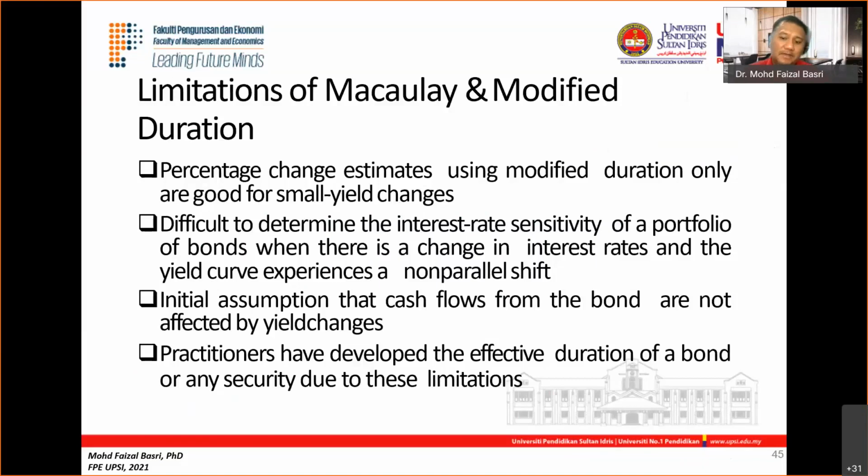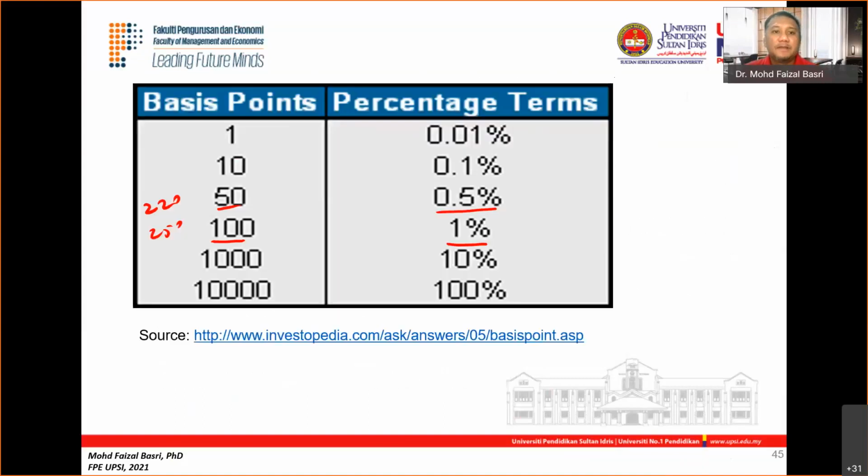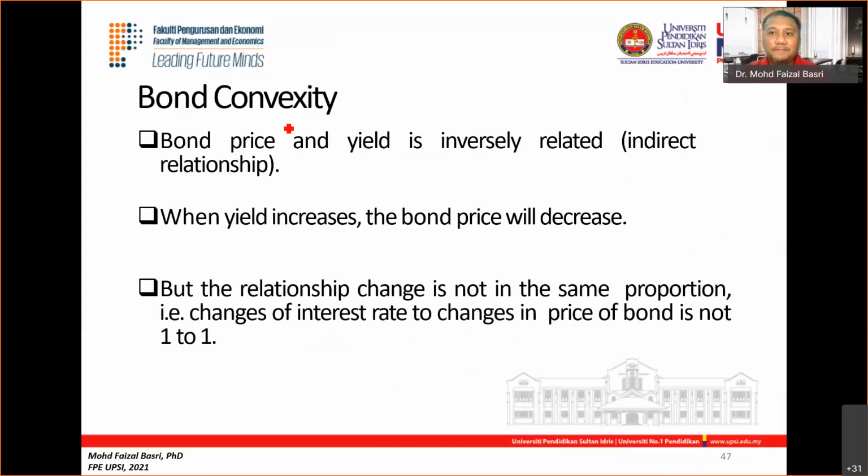Therefore, they come up with the extension of this Macaulay and modified duration. But still, even though they extend, we have to go through the whole process, the same process. We cannot jump straight to the new method because, like I said, this is an extension. This is not a totally new method. So what would be the extension? They use the bond convexity. Convexity is actually just like a curve. They believe that the bond is inverse so it's not a straight line relationship. So they believe there will be some curve like this. So to add the element of curve, they add the element of convexity.